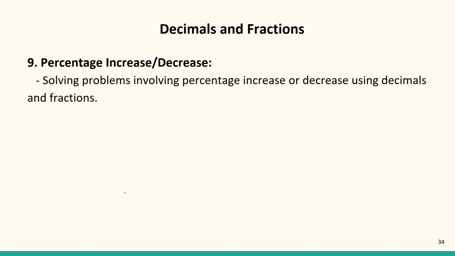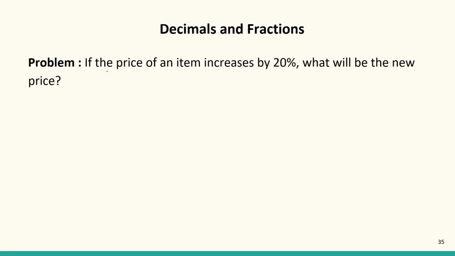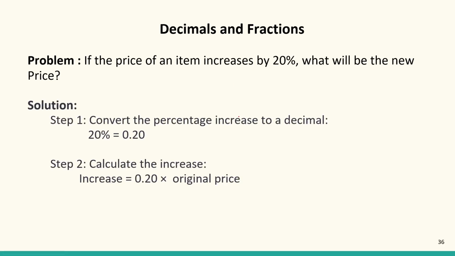So the ninth kind of problem is on percentage increase or decrease. Let's see an example and we'll get a grasp on it. So if the price of an item increases by 20%, you have a biscuit down here, and its price jumps by 20%. So what will be the new price? So how to find it? First, what we need to do is convert the percentage increase to a decimal, that is 0.20.